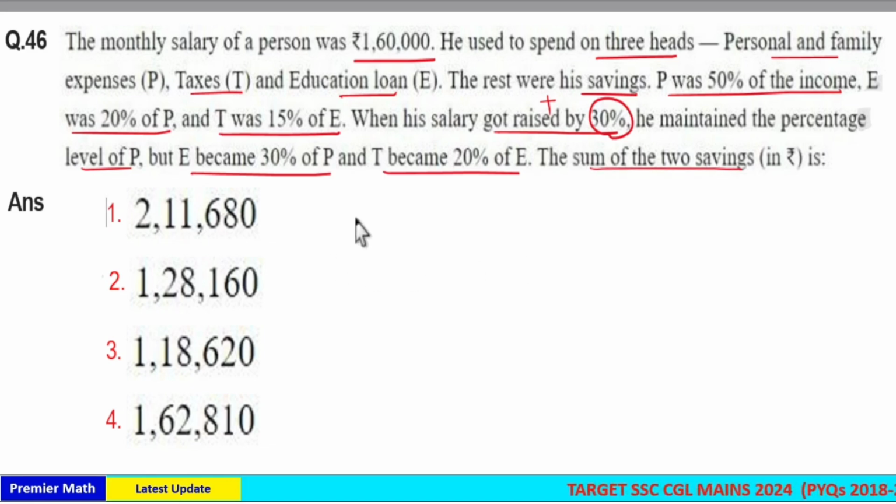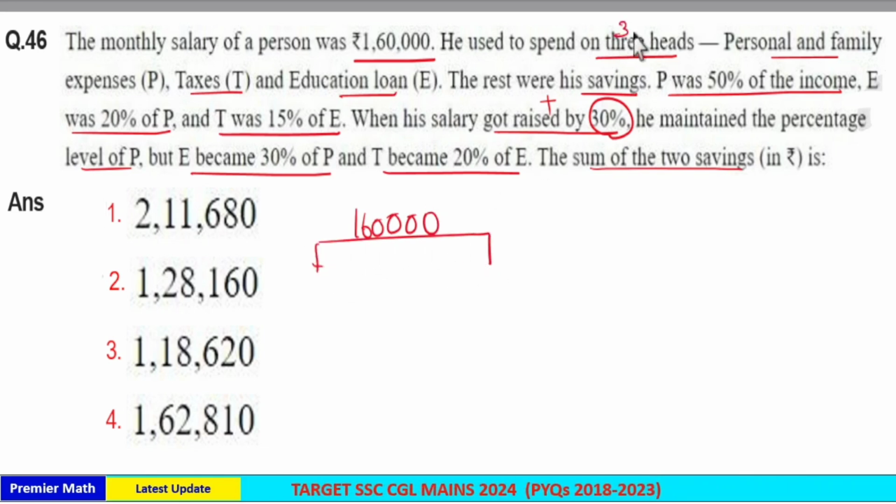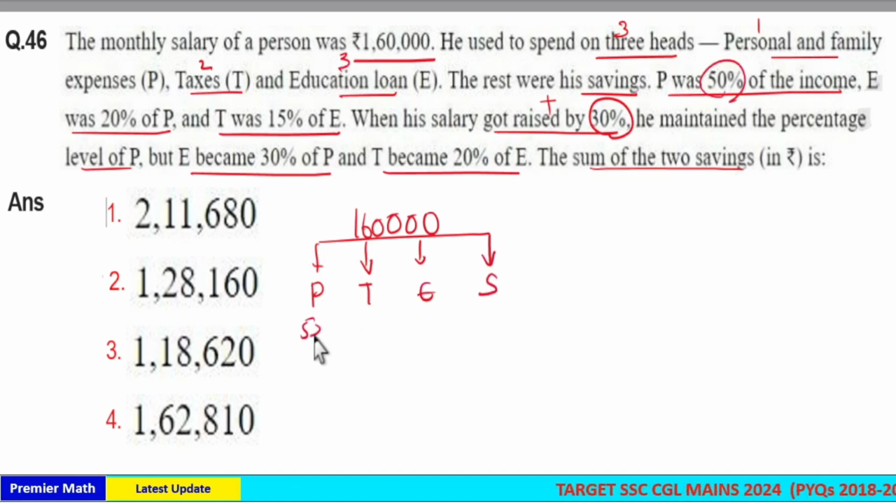Here, initially salary of this person was 1,60,000. He used to spend on three heads. One is personal and family, second is taxes, and third one is education. Now remaining is the savings here. P was 50% of the income and E was 20% of P.